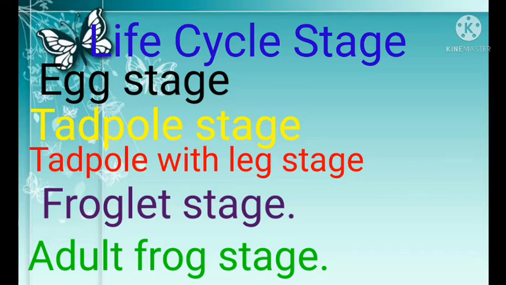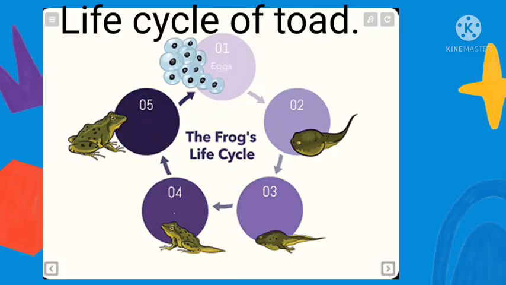Life cycle stages. You have 5 stages in the frog. You have the egg stage. First, the frog has to lay eggs. Then you have the tadpole stage. Then you have tadpoles with legs and the froglet stage. And the final stage is the adult frog stage. You have 1, the egg stage, 2, the tadpole stage, 3, tadpole with legs stage, 4, froglet stage, and finally you have the adult frog stage.